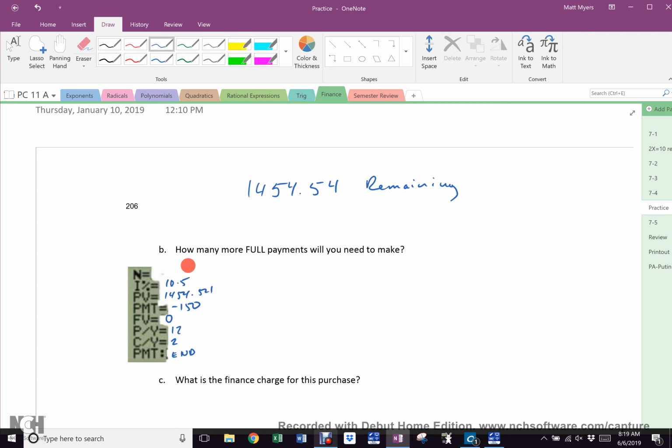And what do you get? 10.17, right? So this is where finance gets a little tricky, because they don't like this. They don't want you left with a fraction of a payment. It's a pain. So you can see by reading this, we have 10 full payments left. But that still will not pay off the loan, will it?